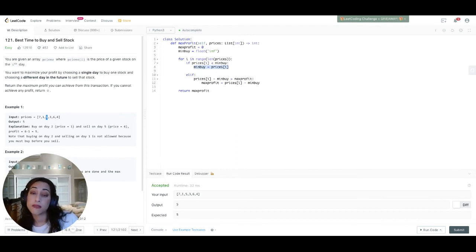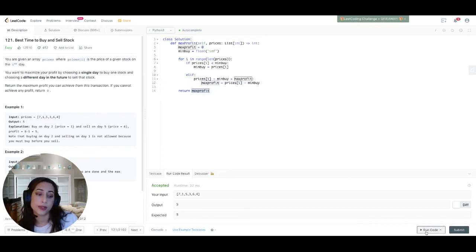We're going to hit 5. That's not less than our min buy anymore, so we're going to go to this next condition and say, okay, 5 minus that min buy of 1 is 4, and 4 is greater than our max profit of 0, so our new max profit is now going to be 4. Okay, and we're going to keep doing that until we eventually get to the fact that 6 minus 1 is greater than 4. 6 minus 1 is 5, and that's going to be our new max profit. Okay, so we would return 5.